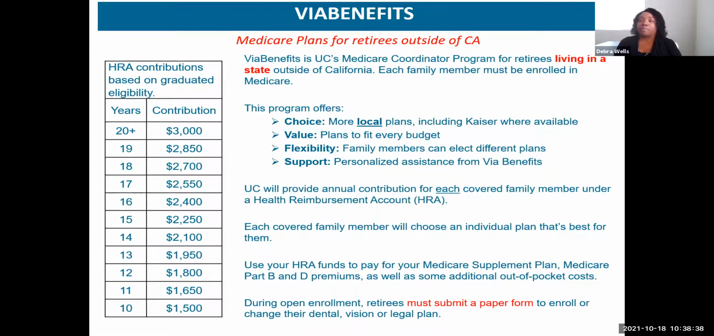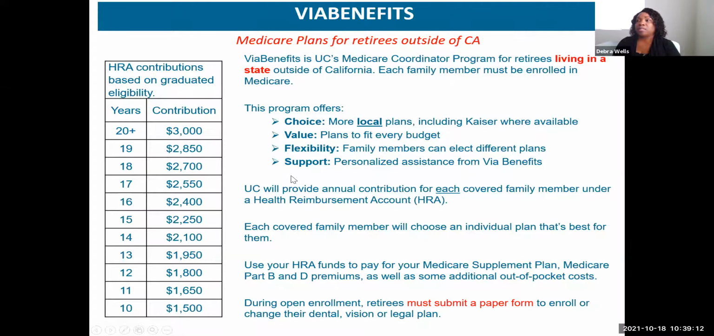Now, I mentioned earlier about VIA benefits. If you are aging into Medicare and you're living outside of the state of California, but still within the United States, you would then enroll through VIA benefits. UC went this route years ago to offer the retiree and their family members more choices and more flexibility in selecting a plan in the state that they're currently living in. VIA Benefits is UC's Medicare Coordinated Program.